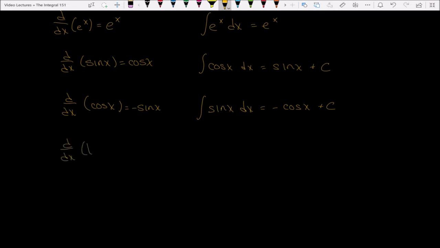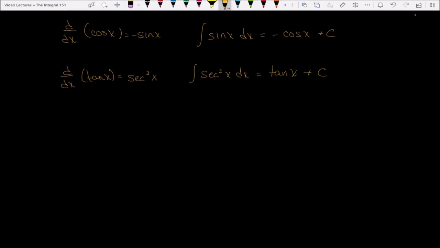Derivative of tangent was secant squared. Means the antiderivative of secant squared is tangent. Derivative of cosecant was negative cosecant cotangent. Means the antiderivative of cosecant cotangent is negative cosecant.